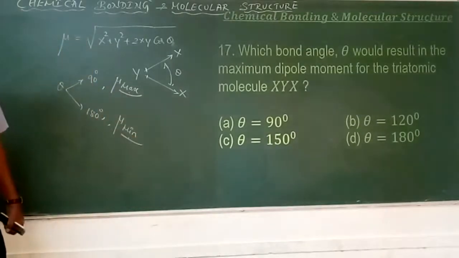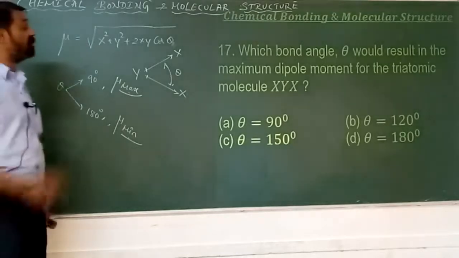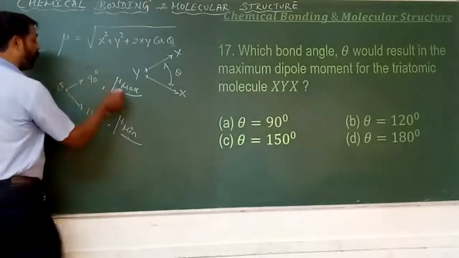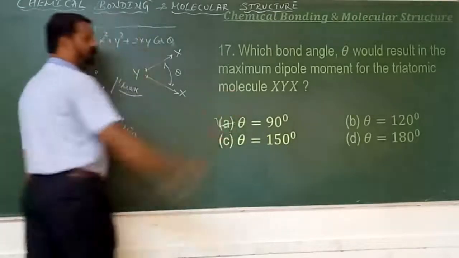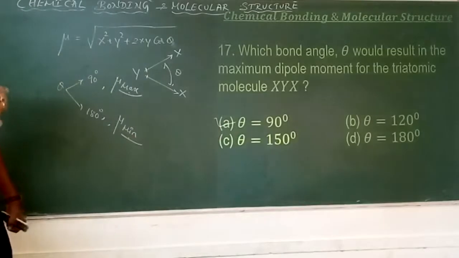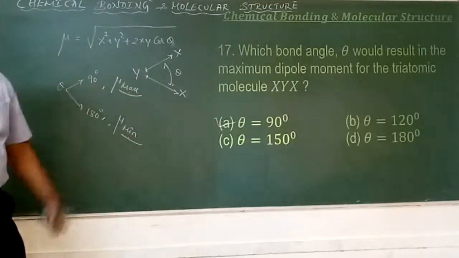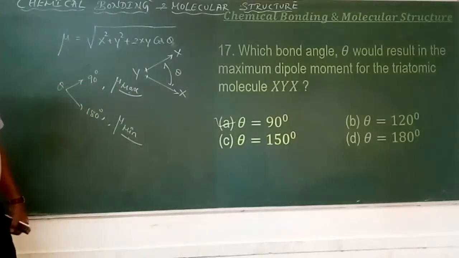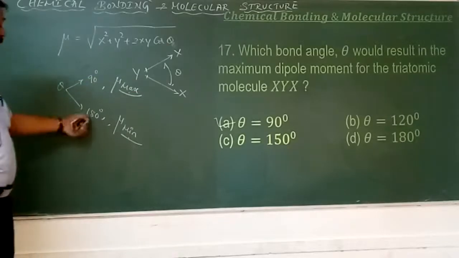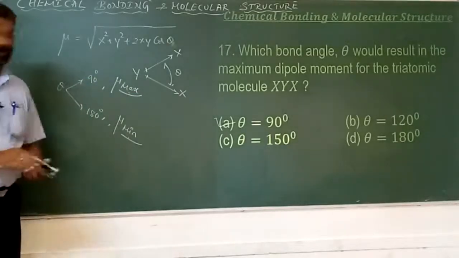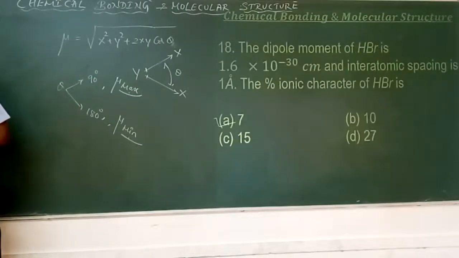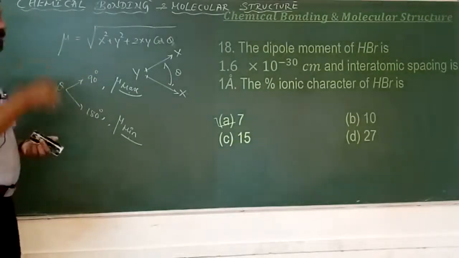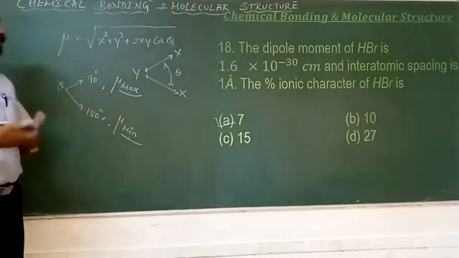So for a dipole moment inclined at a bond angle theta, the maximum dipole moment is observed if the bond angle is 90 degrees. And the minimum dipole moment is observed in the case of a bond angle of 180, that is, theta equal to 180.